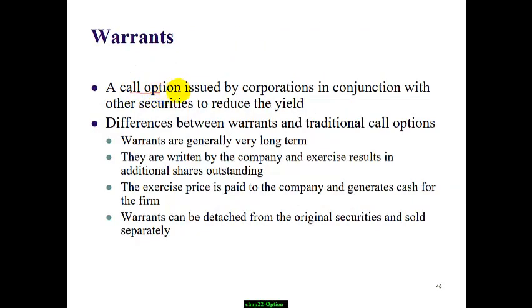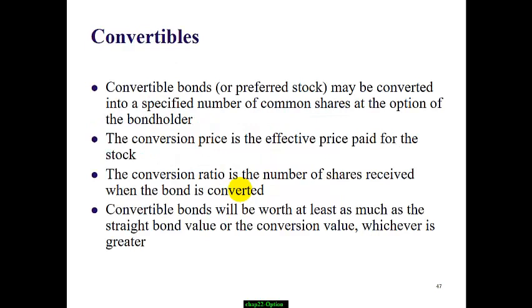A call option is also sometimes issued combined with other securities to reduce the yield. The difference between warrants and traditional call options: warrants are generally very, very long term, whereas an option could expire in 1 week. They are written by the company. Exercise results in additional shares outstanding. So exercising a warrant will lead to a change in shares outstanding and may have an earnings dilution effect. The strike is paid to the company and generates cash for the firm. Warrants can be detached from the original securities and sold separately.